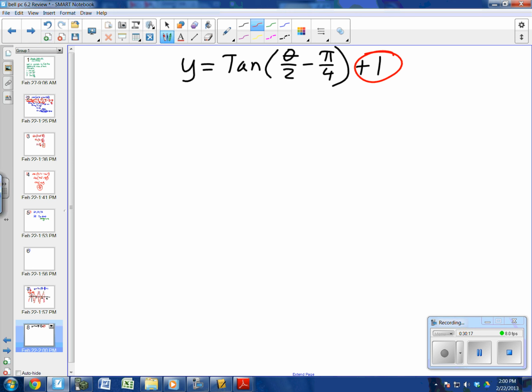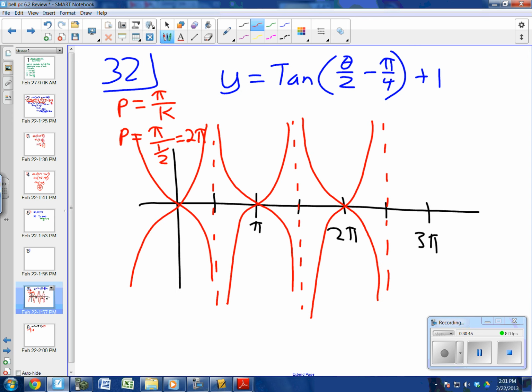It shifts it to the right. But remember, I need to figure out what the phase shift is. The phase shift is equal to c, which is pi over 4, over k, which is 1/2. If I invert and multiply, I'm going to get pi over 2. This graph is going to shift to the right pi halves. Got it? And one cycle, because I just figured it out on that last page, one cycle, what was it again? One cycle is now going to take place between 0 and 2 pi.